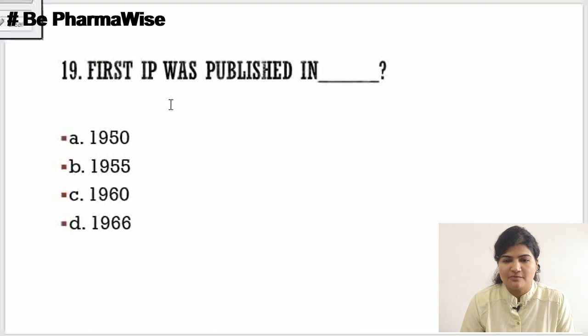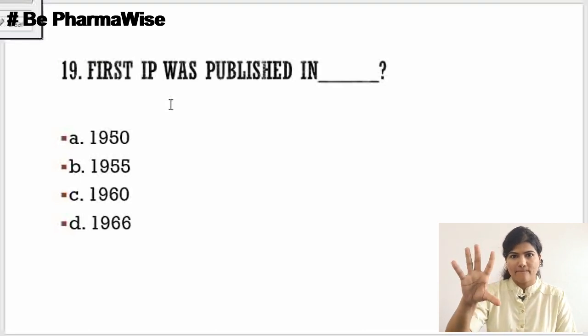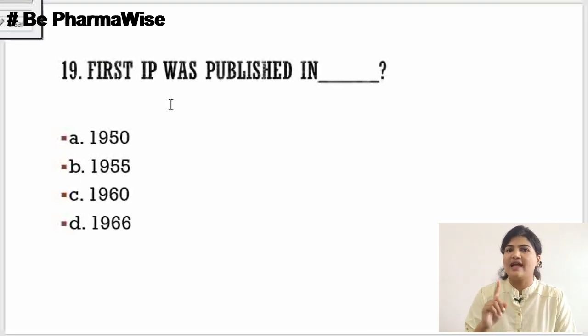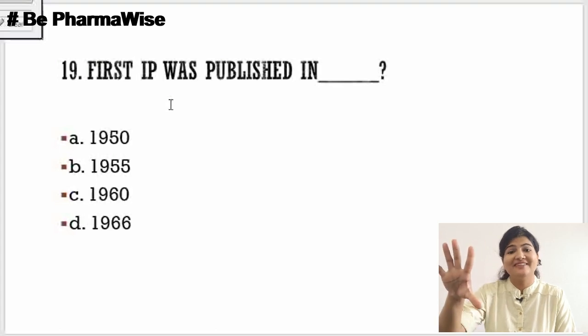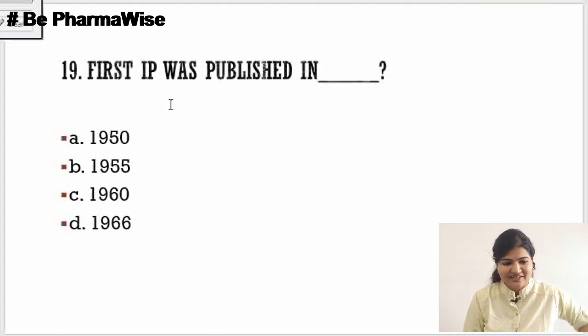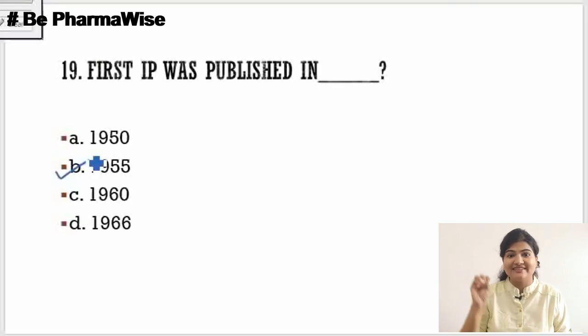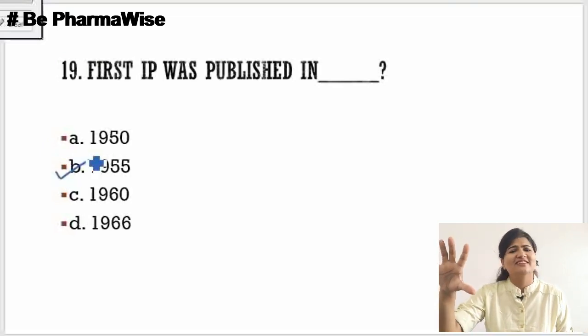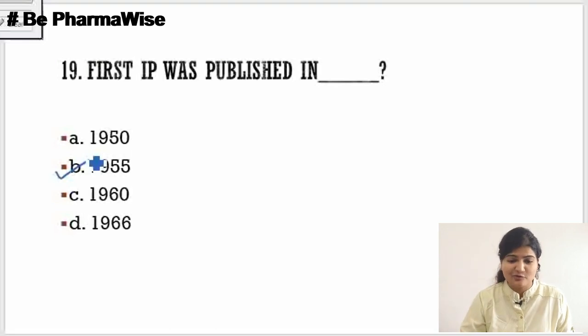First IP was published in. Just remember this. First IP was published in 1955. Okay, so the answer for this question is 1955. I tell this like this to my students and they always remember. First IP was published in 1955.